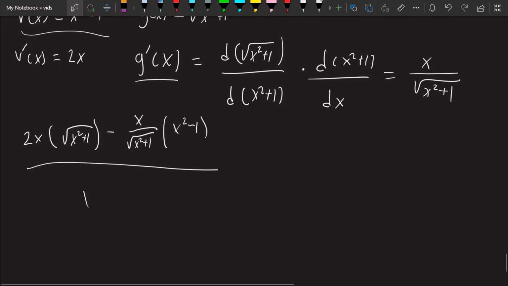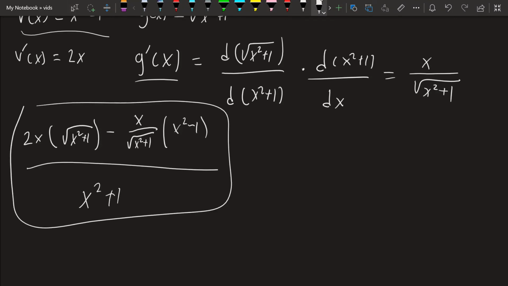The square root of x squared plus 1 squared is just x squared plus 1, right? And this is your answer. Now, of course, you can simplify, and you should. So let's try to simplify here.